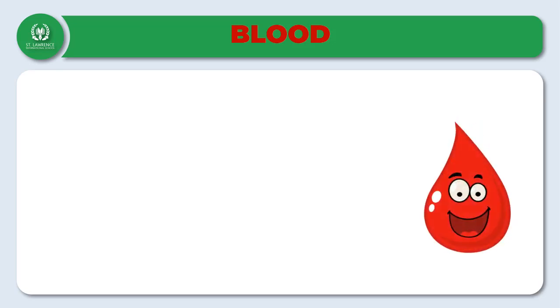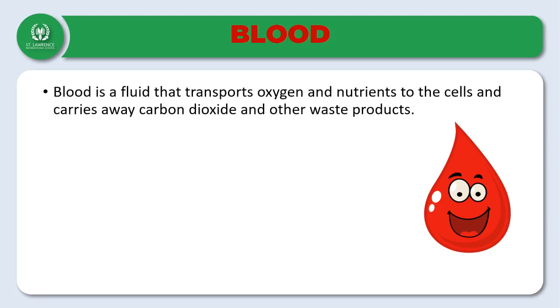Children, blood is often called the river of life because it plays a crucial role in keeping us alive and healthy. It moves through our body, delivering oxygen and nutrients to our cells and taking away waste products. So blood is a fluid that transports oxygen and nutrients to the cells and carries away carbon dioxide and other waste products.